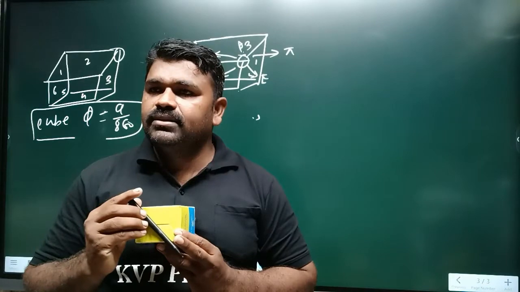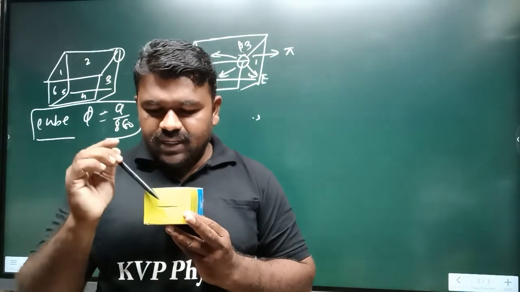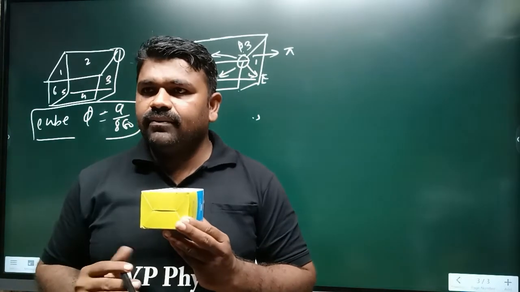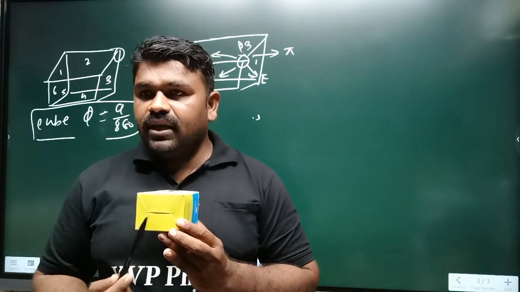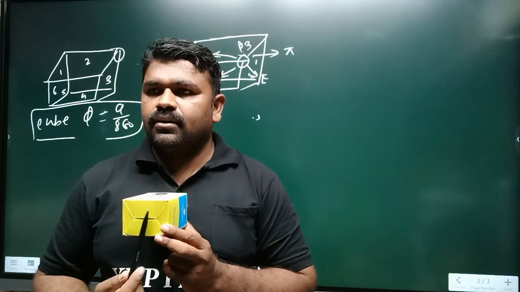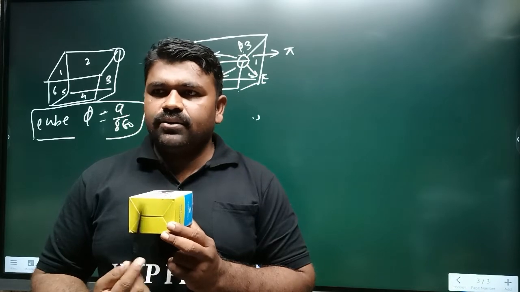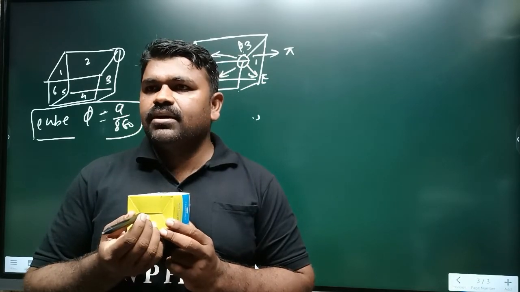Direction is this one. Yes or no? Electric field in this direction on this surface. Now, what is the area vector of this surface? Perpendicular to the surface, towards us. Towards you. Yes or no? Area vector towards us.